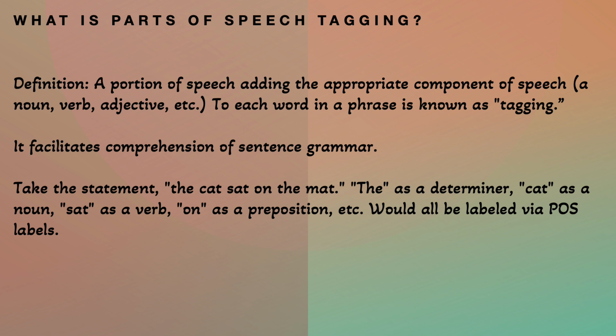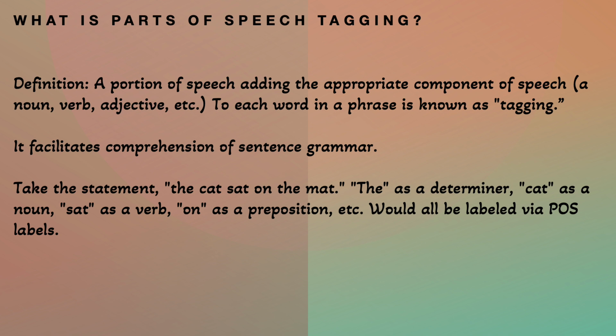Okay, now let's start with what is parts of speech tagging. Let's go with the definition. Assigning the appropriate component of speech like noun, verb, adjective, adverb to each word in a phrase is known as tagging. It facilitates comprehension of sentence grammar. Take the statement like the cat sat on the mat, where cat is the noun, the is the determiner, sat is the verb, and on is the preposition.